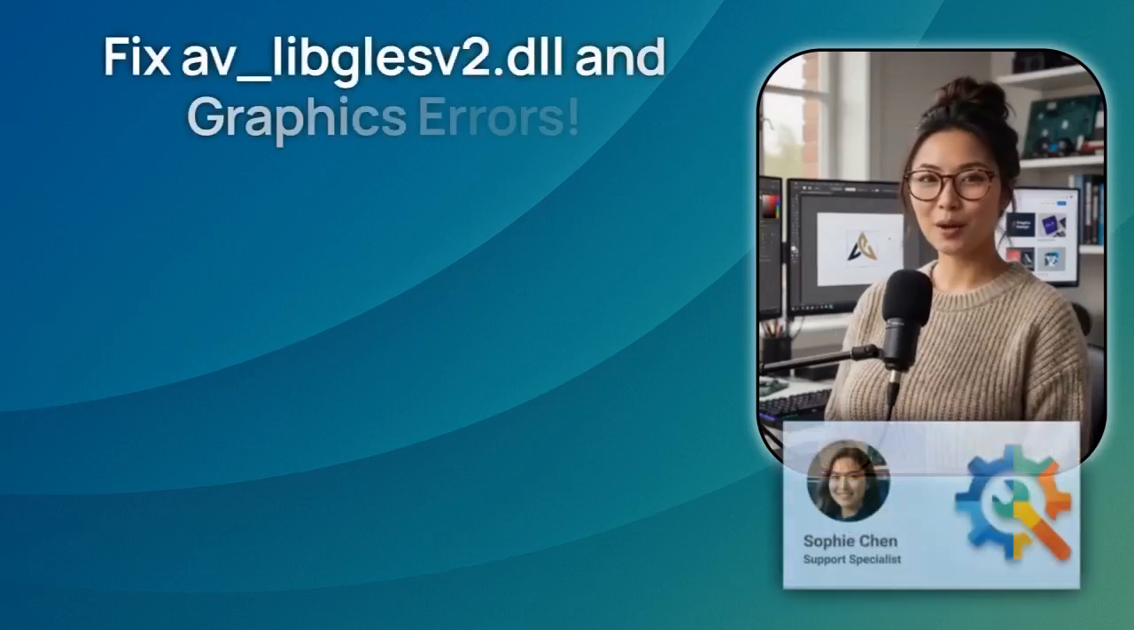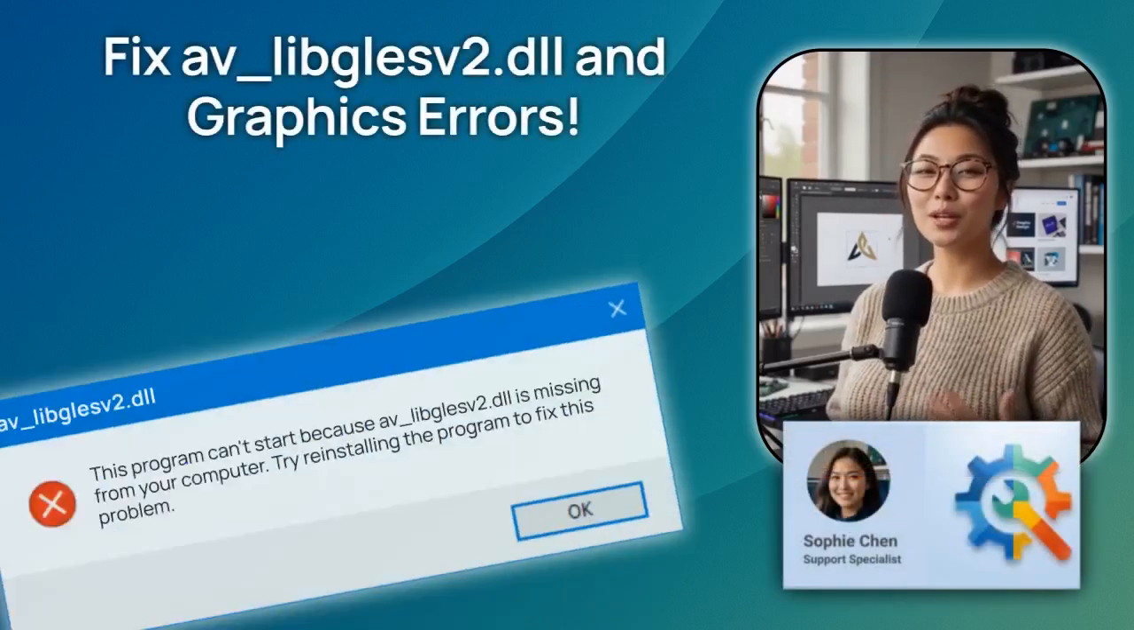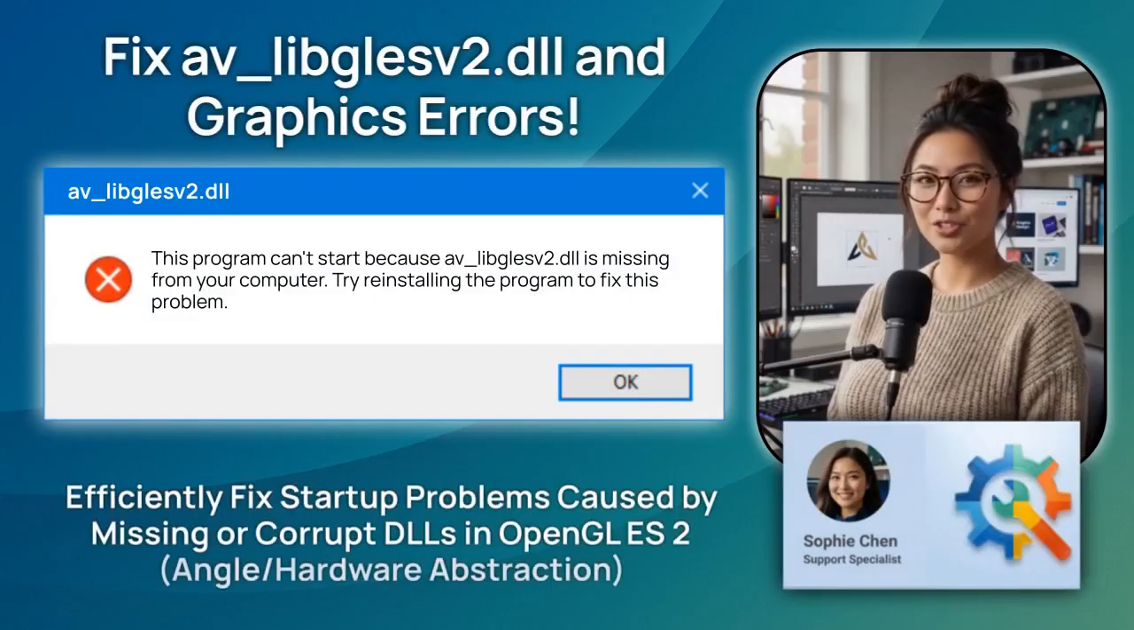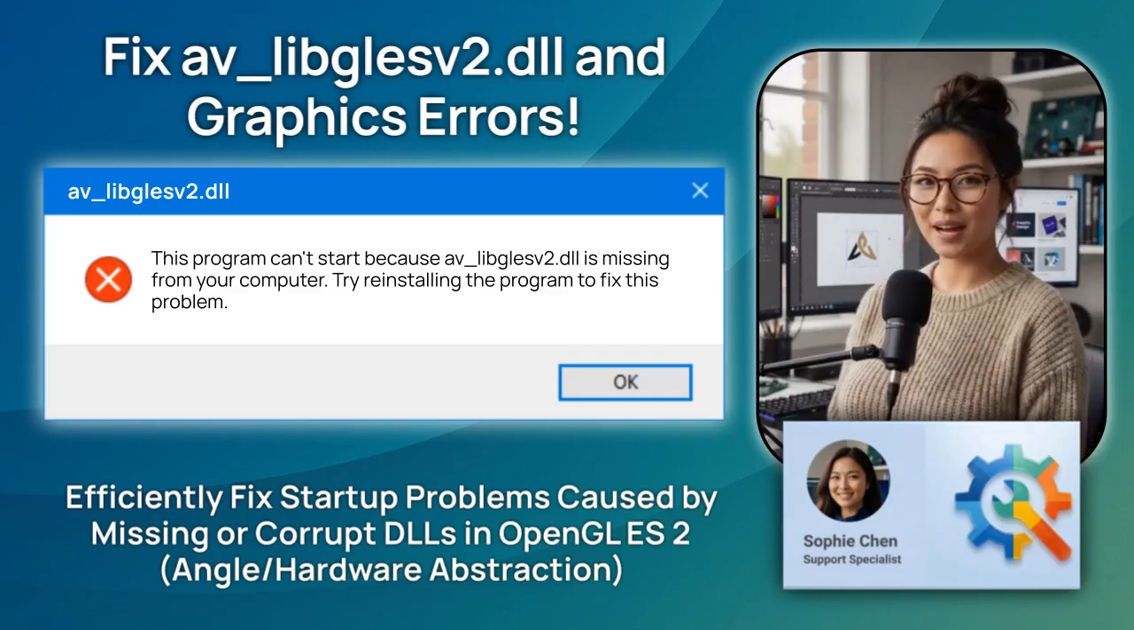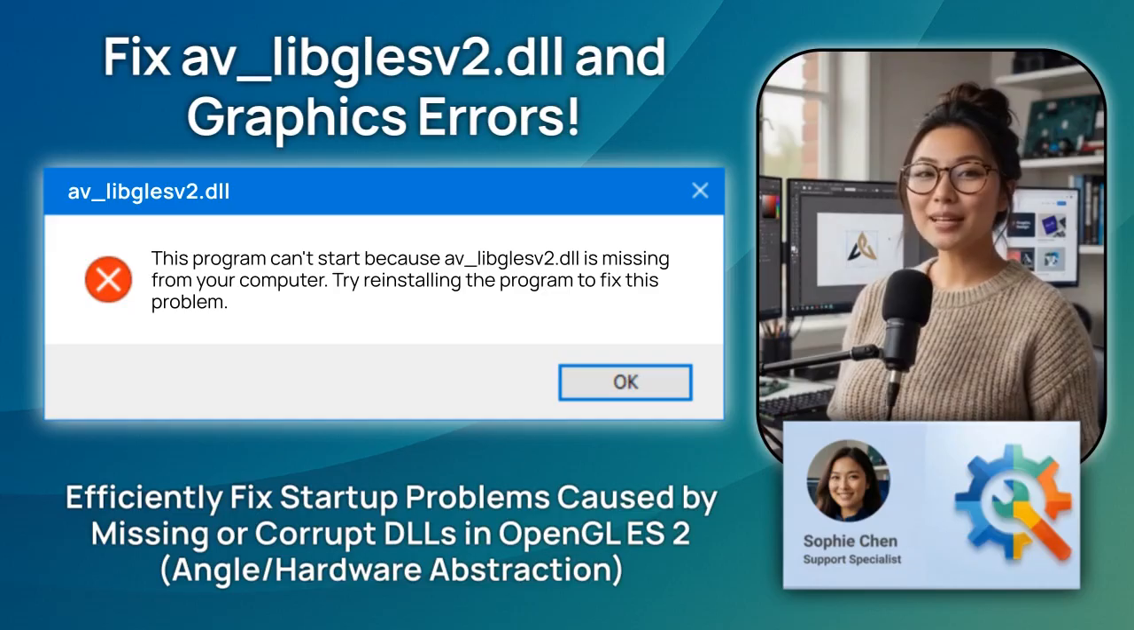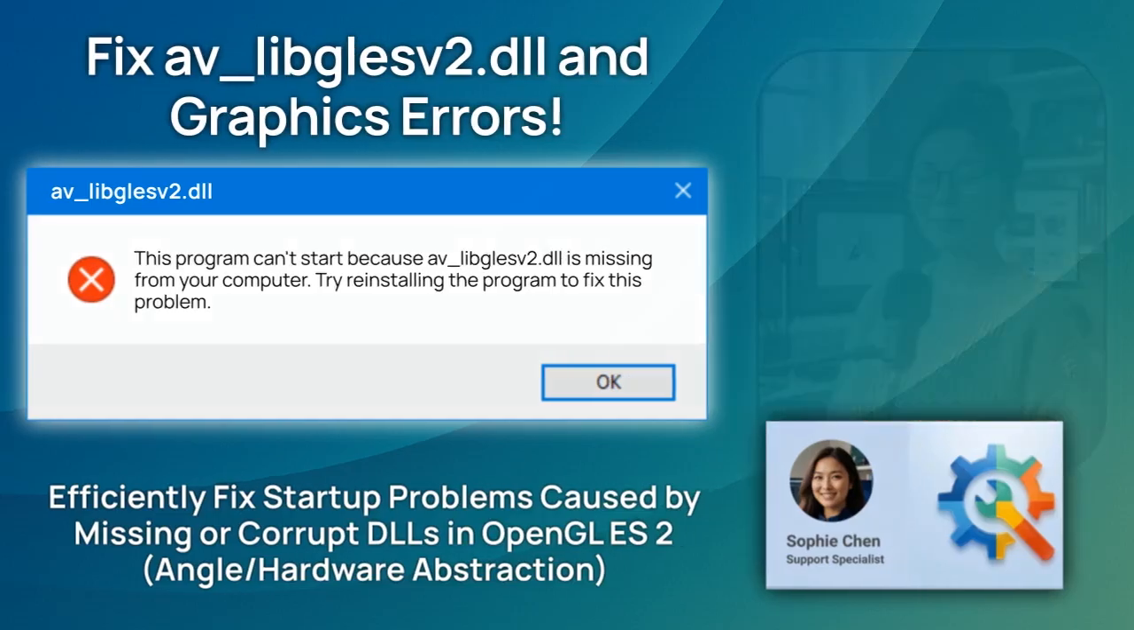Is your productivity stopped because OpenGL ES 2.0 Angle Hardware Abstraction can't find the audio-video libGL ES version 2 DLL? I'm Sophie Chen, a senior Windows support engineer. Let's identify the gap and fix it with an automated solution.